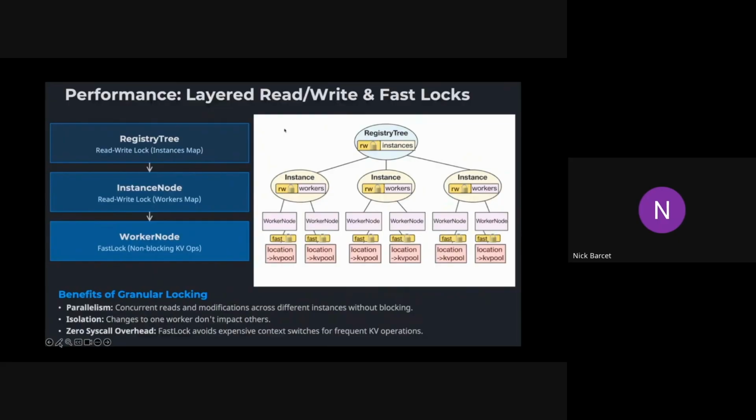To handle high concurrency, we implemented a layered locking strategy. At the top, we have standard read-write locks for the register tree and instance node to protect structural changes. At the bottom, for the worker node, we use a custom fast lock. This allows non-blocking KV admit and evict operations. The design avoids expensive system calls and context switches during high-frequency KV metadata access. It ensures that changes to one worker do not block reads from another, maximizing parallelism.